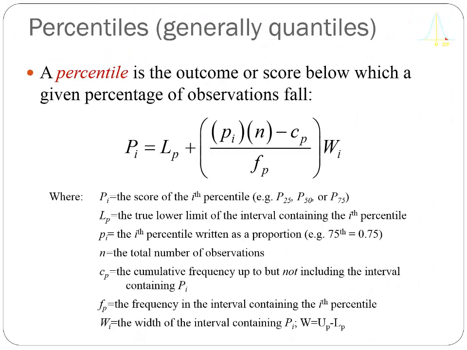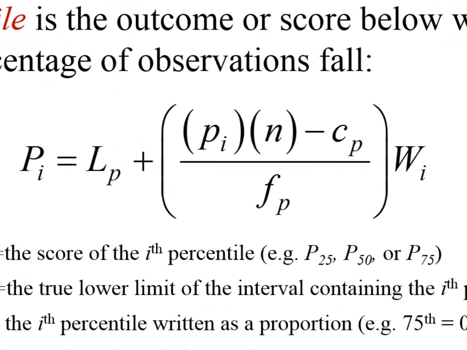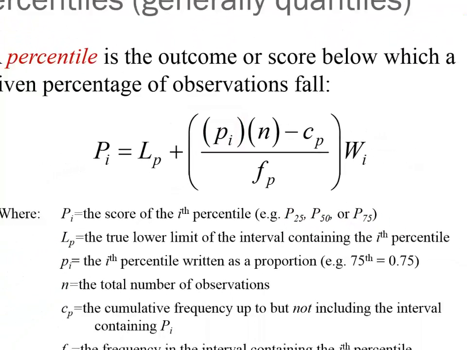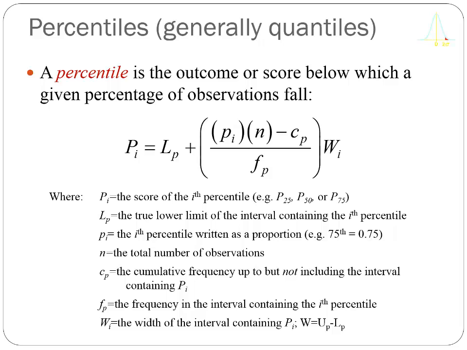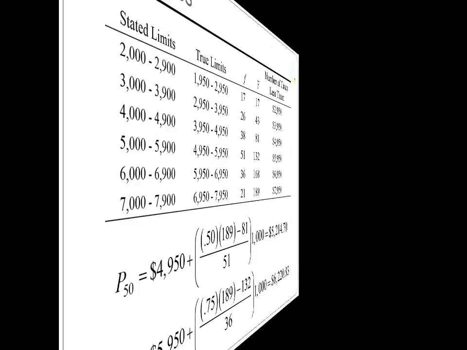Here's the formula for calculating percentiles, and it is suspiciously like the one for calculating the median. In fact, it's identical. The only difference between calculating the median and any other percentile is the p sub i in the brackets. So instead of substituting 0.5, which will always find the median for us, we would simply substitute the proportion of the percentile that we're interested in. If we want the 90th percentile, we'd use 0.9. If we want the 25th percentile, we'd use 0.25, and so forth. Other than that, the formula is identical.